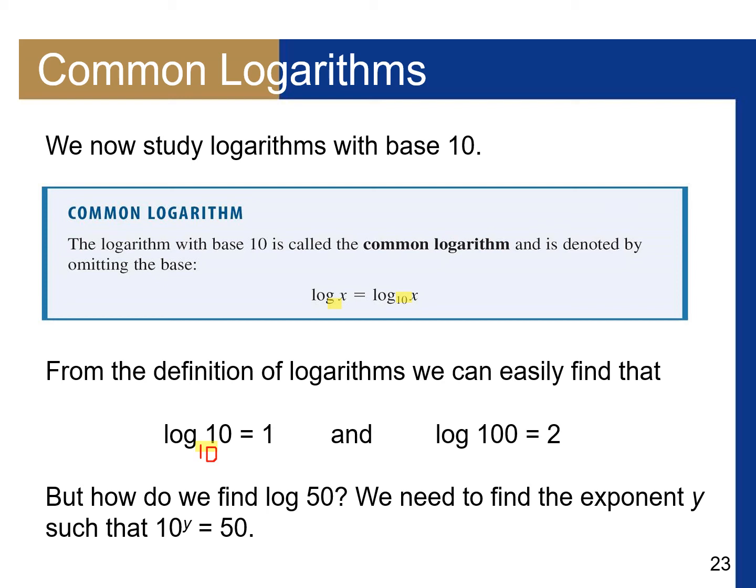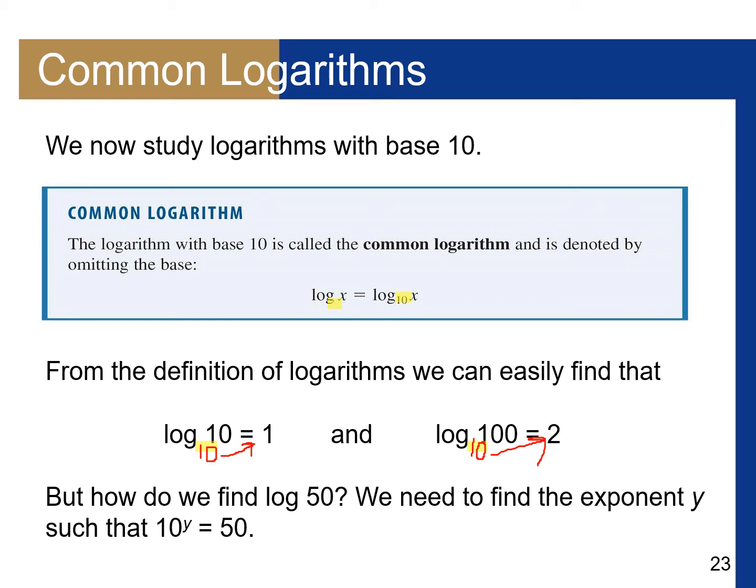to the first power is equal to 10. But since it's so common, we don't put the 10. So anytime there is not a number down here, you can assume that that number is 10. Just like when we have a square root, you can assume the number is 2. So here this is 10 to the second power is equal to 100.